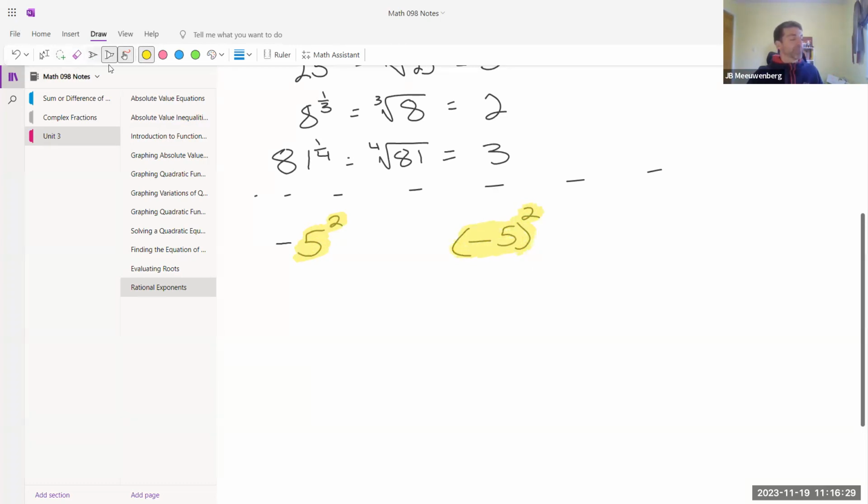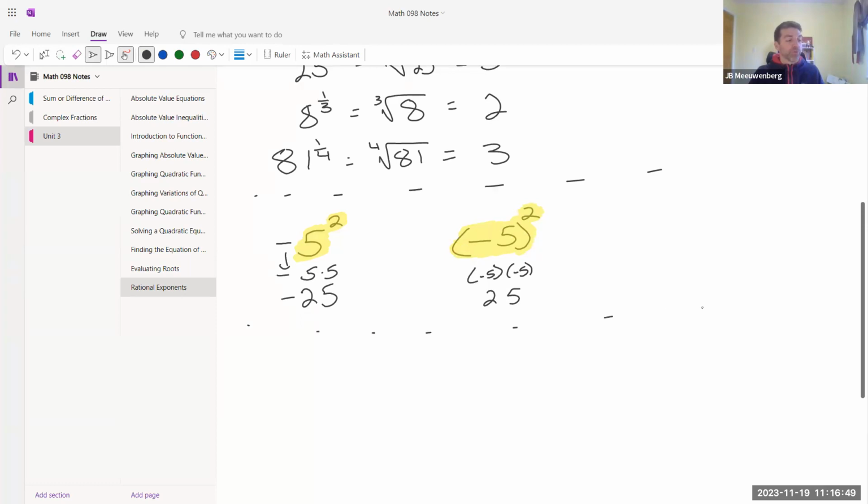So on that first one, we are only squaring the 5. The negative just comes along. That's going to be negative 25. Here, we're squaring the entire negative number. The negative is grouped within our parentheses, so it also is squared. This is going to be positive 25.